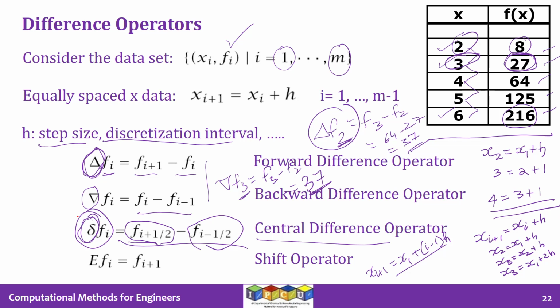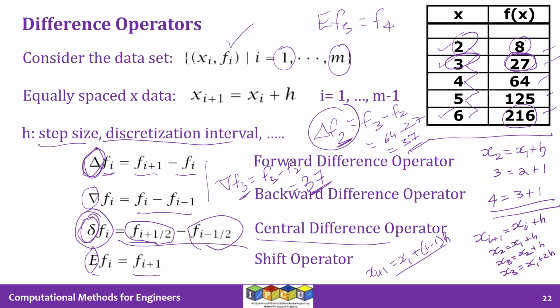There is also something called the shift operator. If you apply the shift operator E on Fi, you're going to get Fi plus 1. So it shifts Fi forward to bring you to Fi plus 1. So if you apply E to F3, you will get F4.